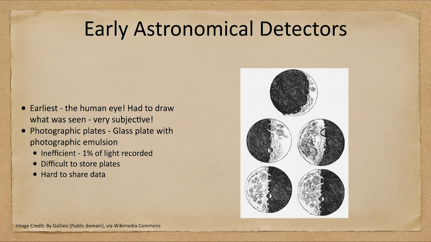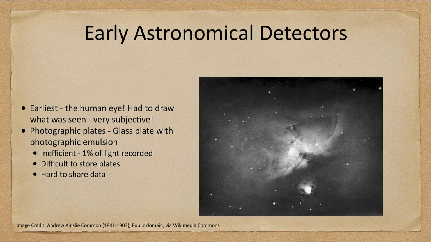Starting in the 1800s, we had photographic plates that could be used. These were a glass plate that had a light sensitive film on them, and that could then be exposed and recorded. These could actually be relatively large, maybe even 6 inches by 6 inches, and could cover a decent area of the sky. Here we see one looking at the Orion Nebula. Now, the problem with them is that they were inefficient. Only 1% of the light is recorded.